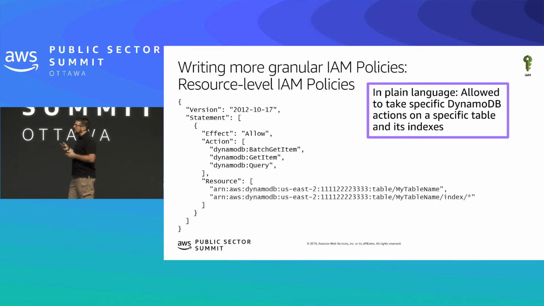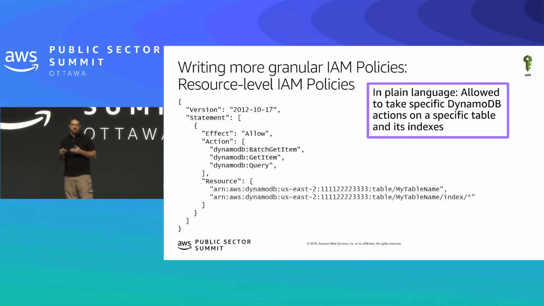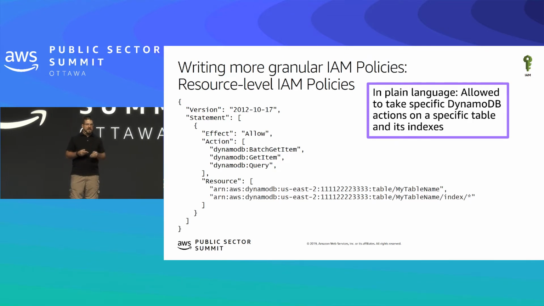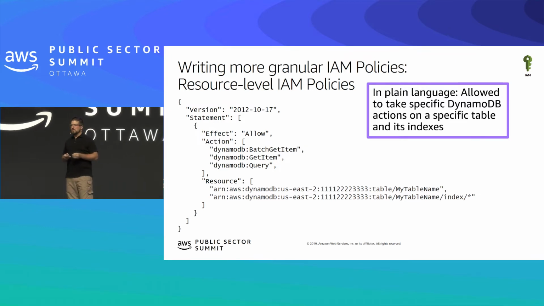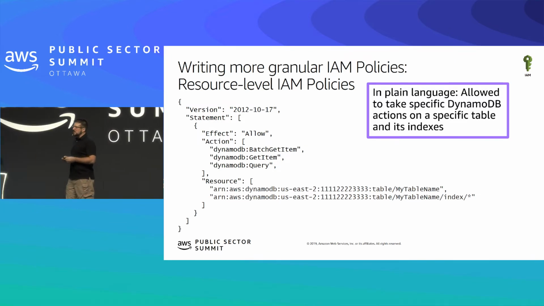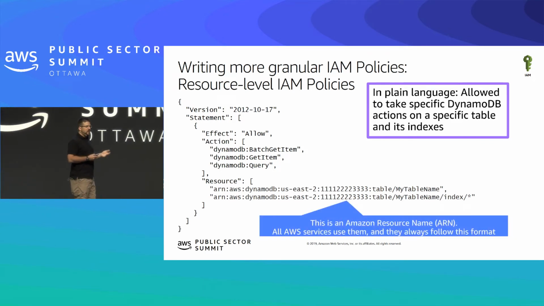So in sort of plain language, this allows the DynamoDB action to take these specific verbs, batch get item and query, for these specific tables and indexes within DynamoDB. As you can see, this allows us much more fine-grained access rather than just allowing that wildcard star access to the environment.